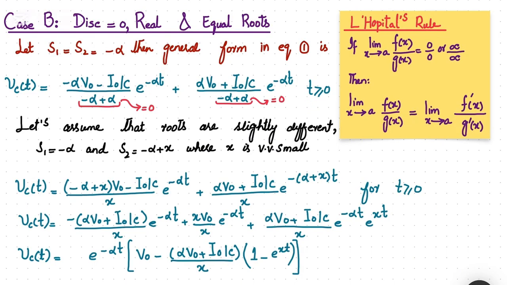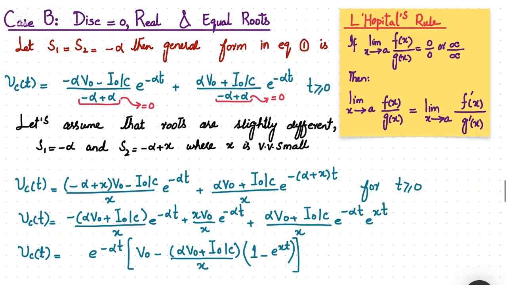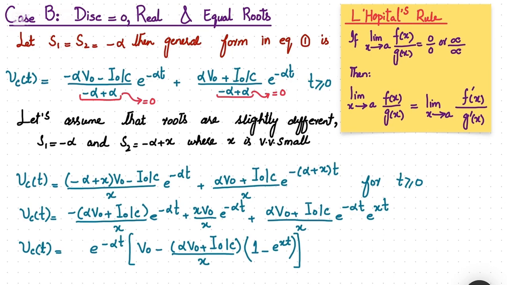So this 0 over 0 form must be dealt with in such a way that we see why the equation reduces to 0 over 0 form. This is the case when the two roots become equal. We have initially checked, in case A, that when the two roots are real and unequal, our response is the sum of two exponential functions. But if we keep on making the two roots closer and closer, eventually we reach a point when the two roots become equal. And when the two roots become equal, our Vc of t reduces to 0 over 0 form.